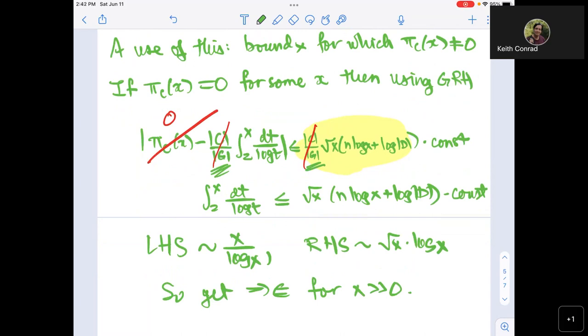So in this way, if you have an error term in the Chebotarev density theorem, it can let you find a point before which all the conjugacy classes have to occur as Frobenius conjugacy classes for concrete primes. All right?